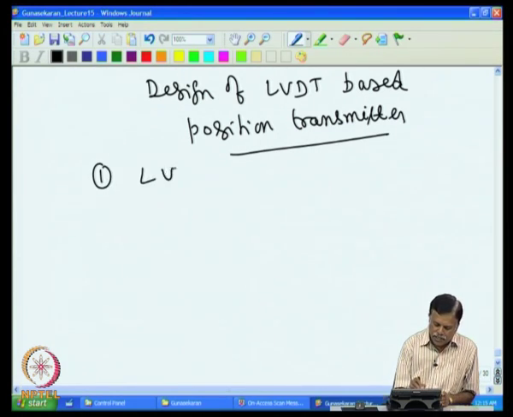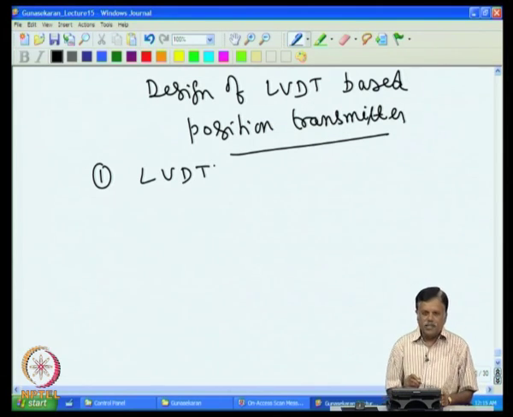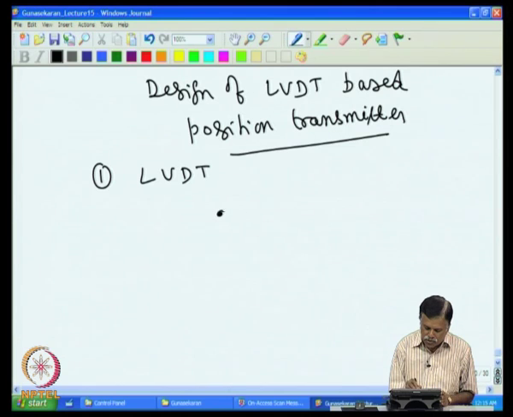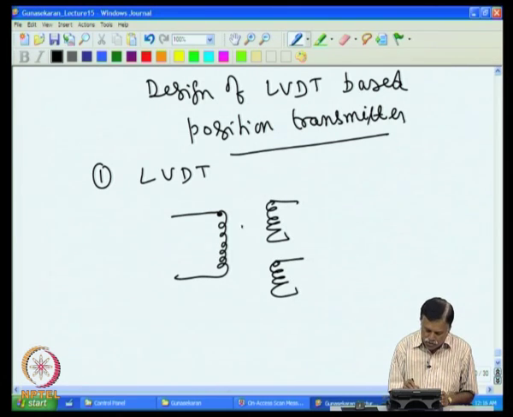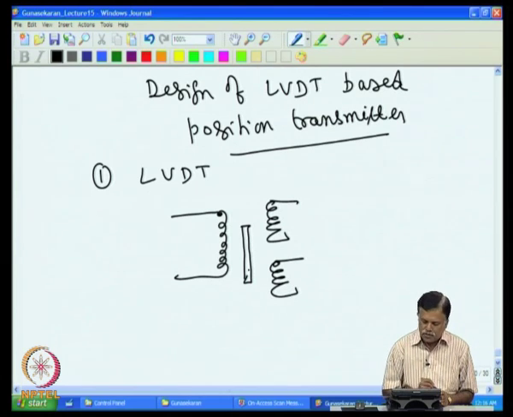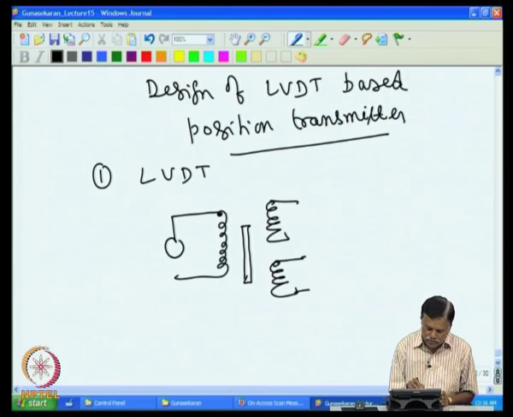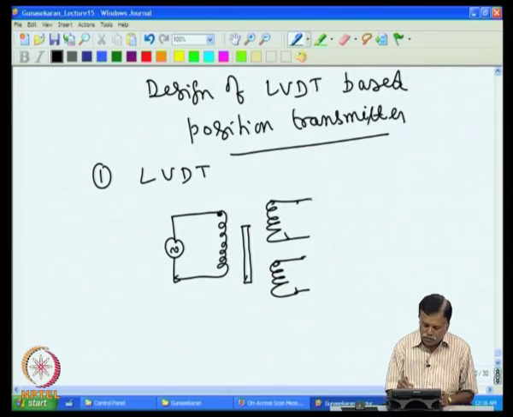If we take LVDT, this is actually a linear variable differential transformer. It looks like this, that is, you have a primary and then you have two secondaries associated with that, and then you have a moving core. So, the idea is that if I energize the primary with AC voltage, then you will get a voltage here V1 and then V2.